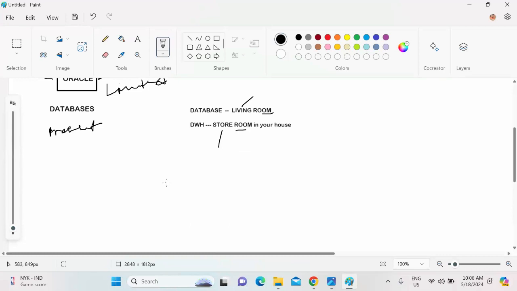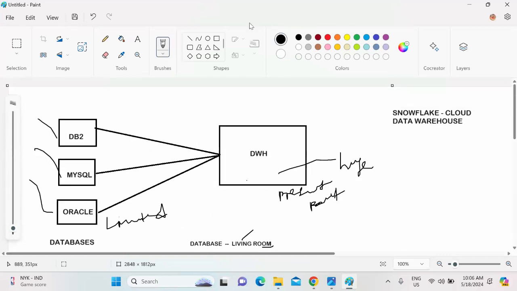Simply, what is the purpose of having a data warehouse? Let's say right now I am teaching the class. If somebody calls me, what will happen to me? What will happen to the class? Please respond.